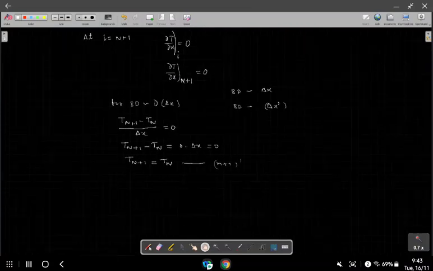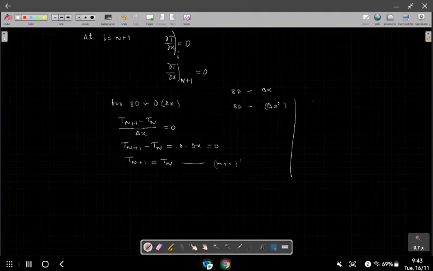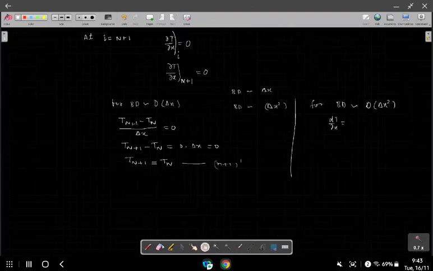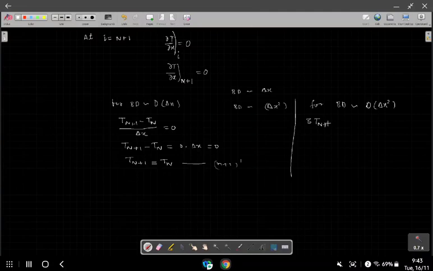This is our n plus 1 prime equation. Okay. Say I want to now use another expression. For a backward difference with higher order accuracy, suppose accuracy of delta x square, then dT by dx can be written as: 3 T(n+1) minus 4 Tn plus T(n minus 1), divided by twice delta x.